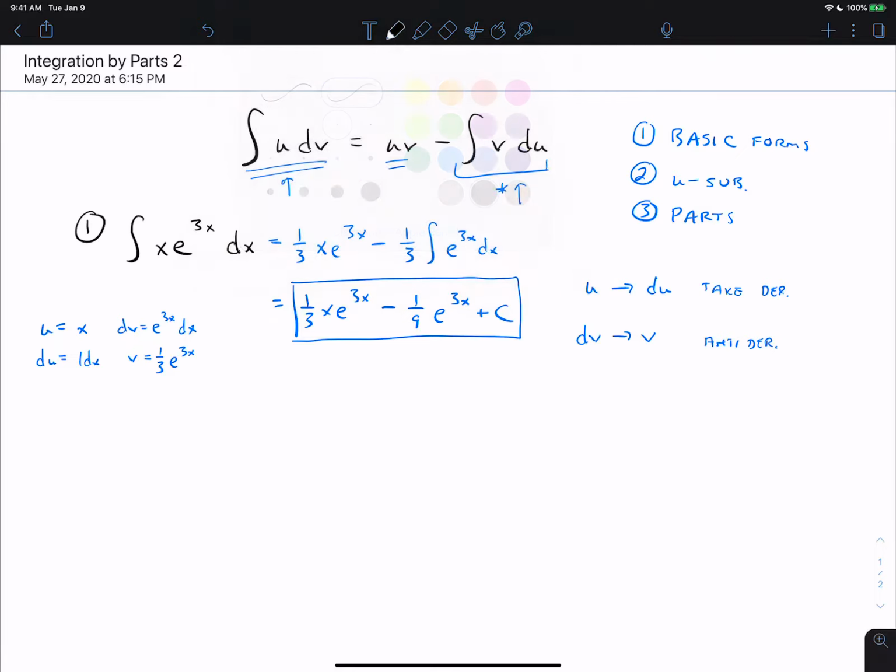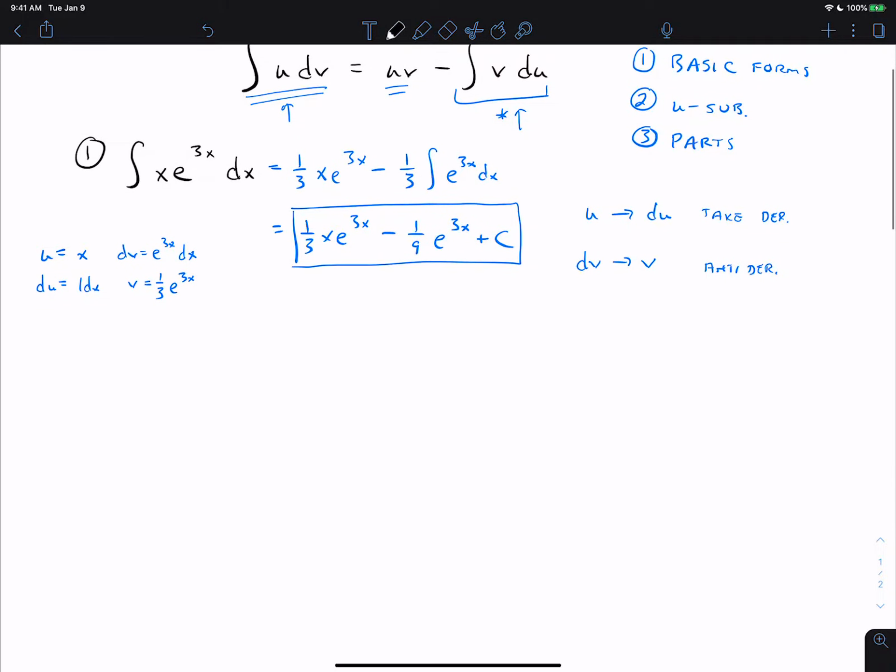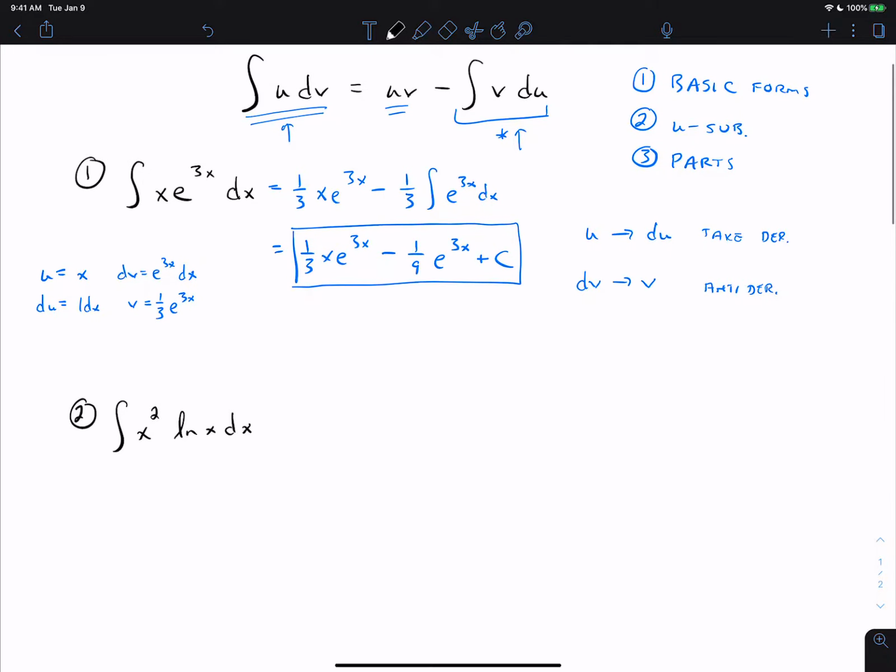Let's look at a second example. If I have the integral of x squared natural log x dx, think through the three types of problems we know how to do: basic forms, u substitution, and integration by parts. We should pretty quickly figure out this is not a basic form, and there's not a quick simplification we can do to make it into basic forms. You can mess with a couple things for u substitution, but it's not likely to work well. And so then we're going to consider parts.